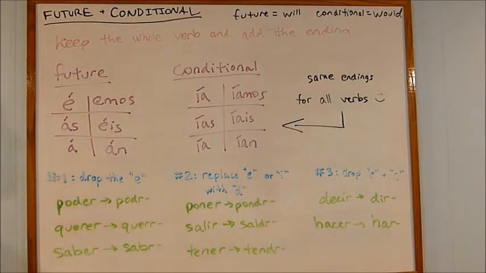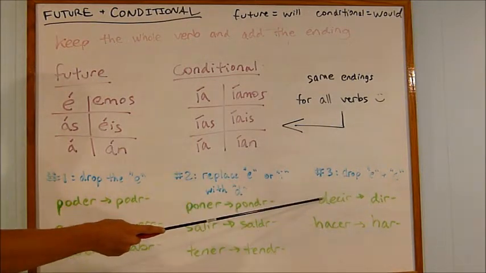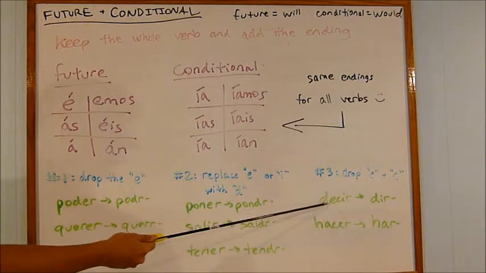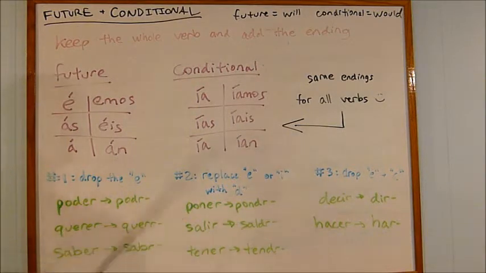And then you have the ones that drop both an e and a c. They don't necessarily have to be in that order, because in decir you have the e before the c, and then you drop both of those. And in hacer, you have the c and then the e, but you still drop both of them. So you have diré and haré. So as long as you know these irregulars, this should actually be pretty easy because you only have one set of endings for both those tenses. So yeah.